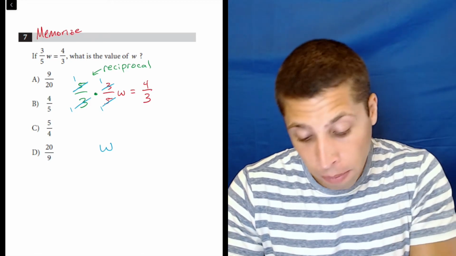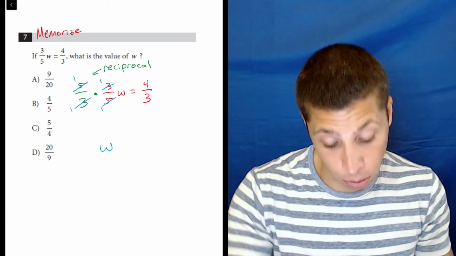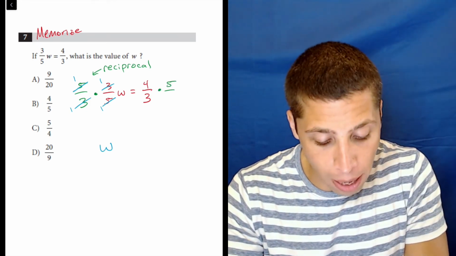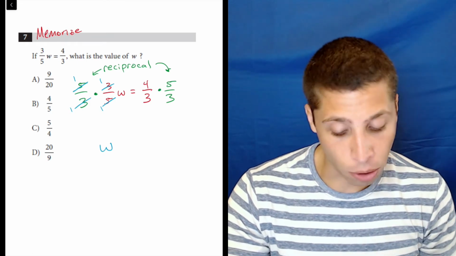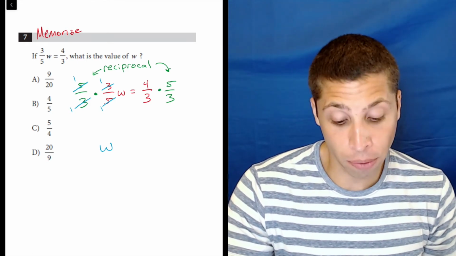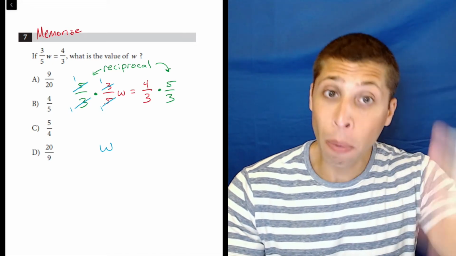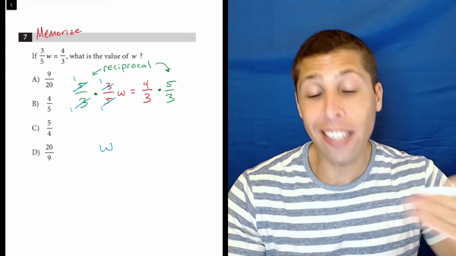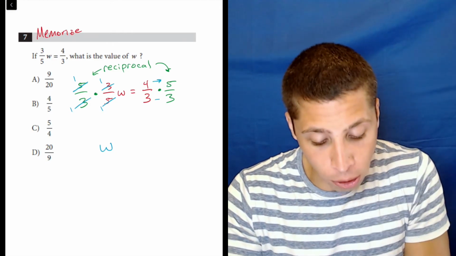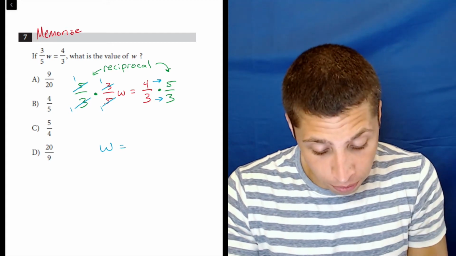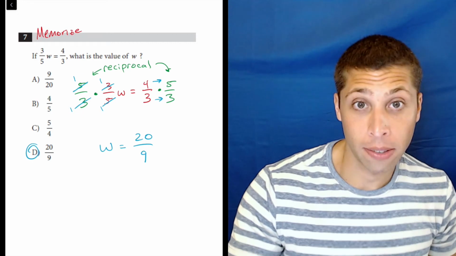But of course, in any algebra situation, if you do something to one side of an equation, you've got to do it to the other side. So we have to multiply both sides by that reciprocal, so that there's balance. And now on the right side, nothing really impressive happens. We just multiply fractions. And like I said, multiplying fractions is the easiest thing that you can do with fractions because you just multiply across. So 4 times 5 is 20. 3 times 3 is 9. So the answer is D, 20/9.